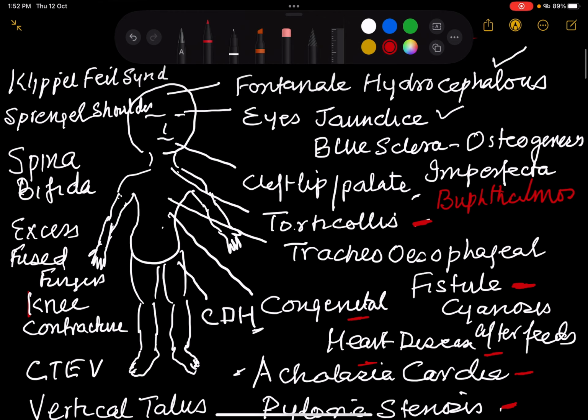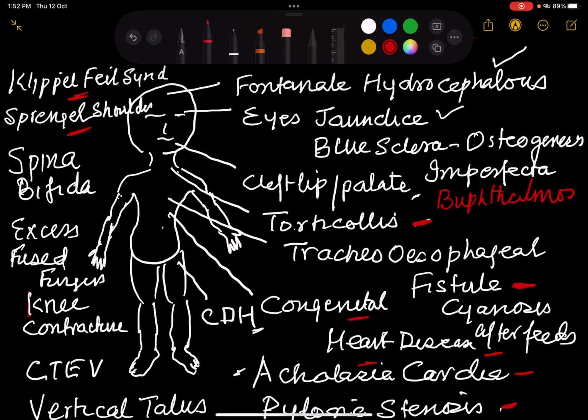Then you go to the back, see the neckline and whether the scapula has descended properly, that is Klippel-Feil syndrome and Sprengel shoulder. Then you look at the spina bifida or spinal dysraphism, in which the spine has not united and the meninges can bulge out of it. So there is meningocele and meningomyelocele.